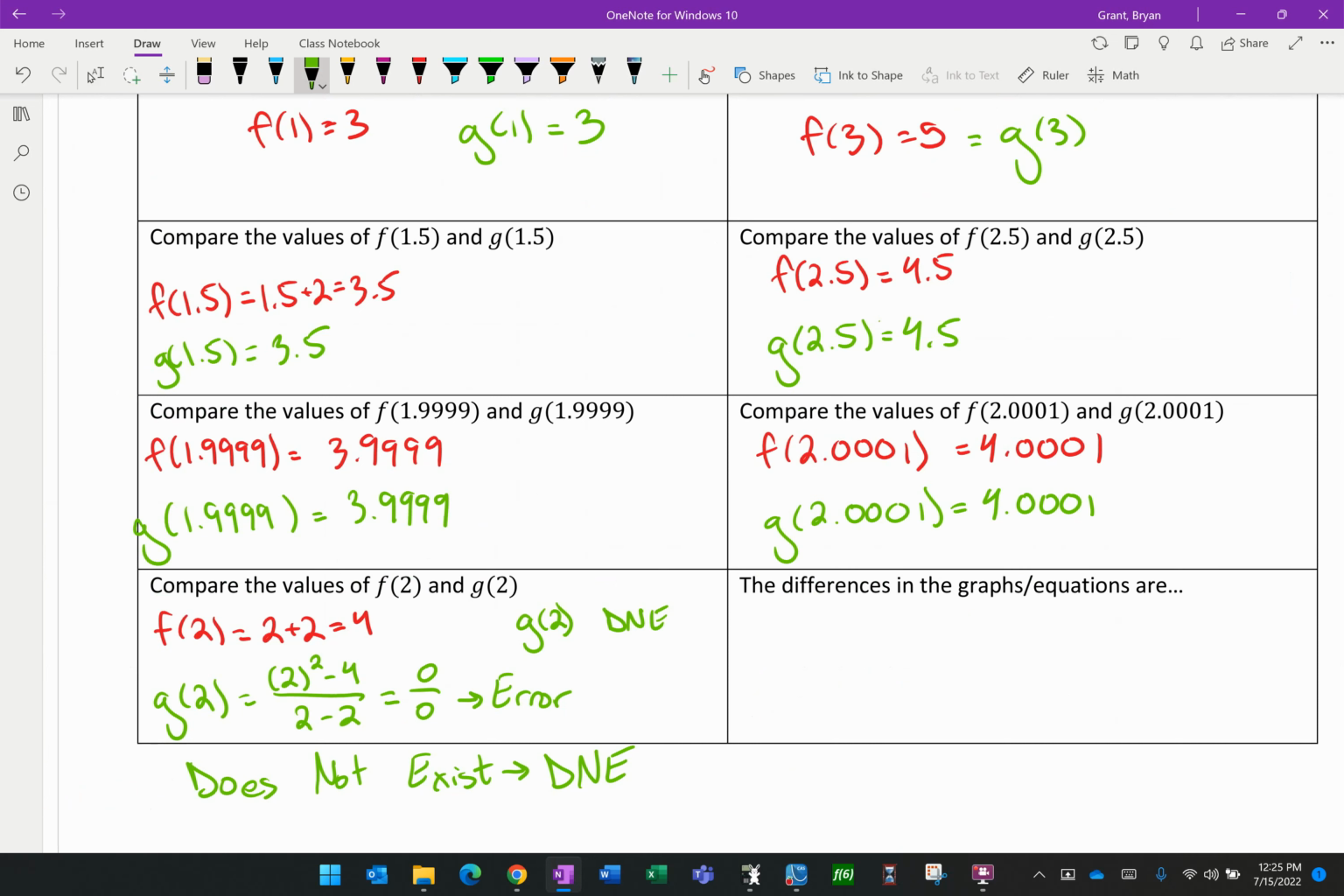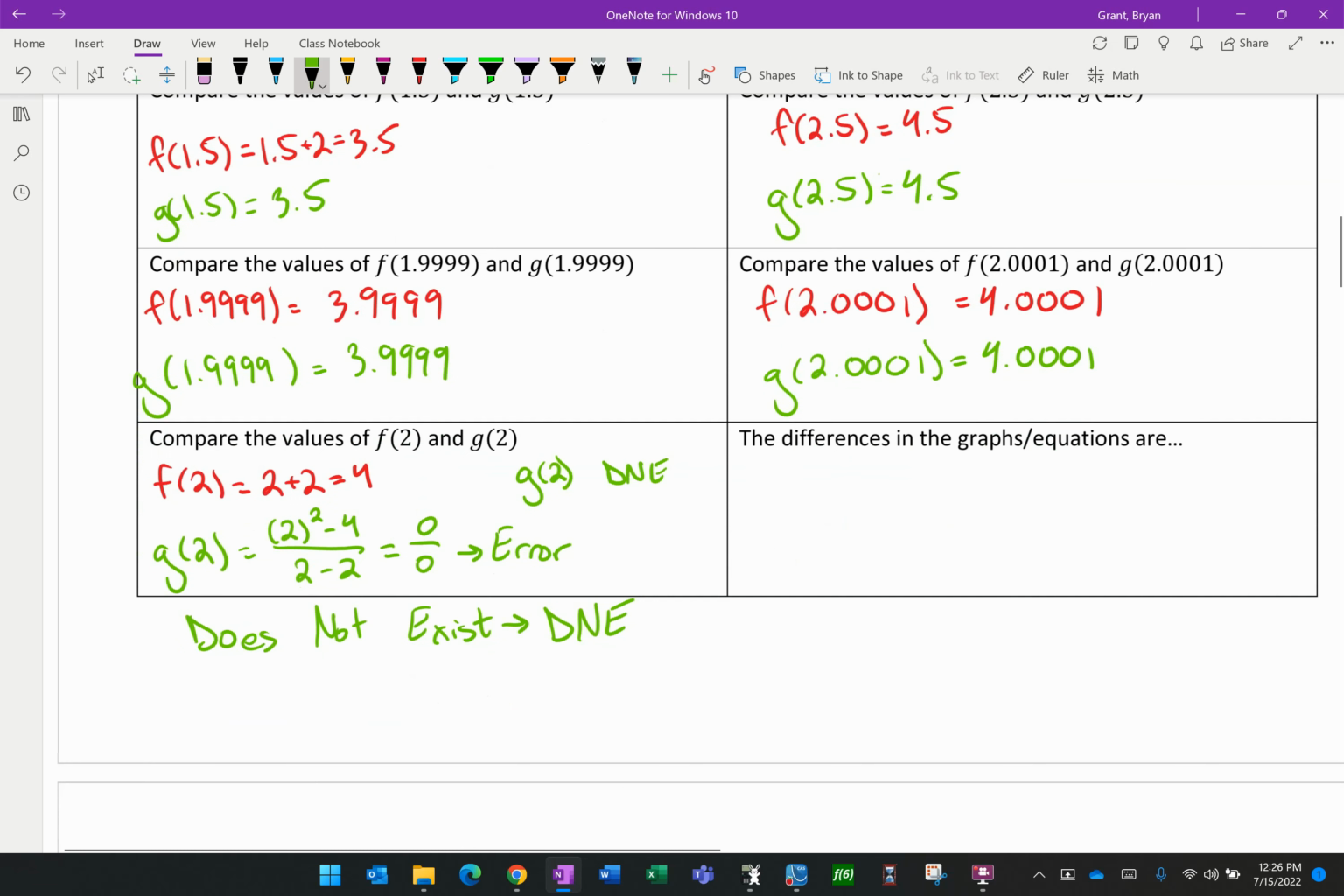Well, you might notice that just slightly smaller than 2, g of 1.9999999 gave us, and even closer to 2 gave us 3.99999, almost 4. And just slightly past 2, g of 2.001 gave us 4.00001. So if we were following the patterns, we went from 3.99999 to 4.00001. Wouldn't it make sense that g of 2 is somewhere in between those, probably equal to 4? Right? Now, g of 2 doesn't equal 4. g of 2 does not exist. But it is important to realize there are differences in the graphs. They're very similar, but slight differences.